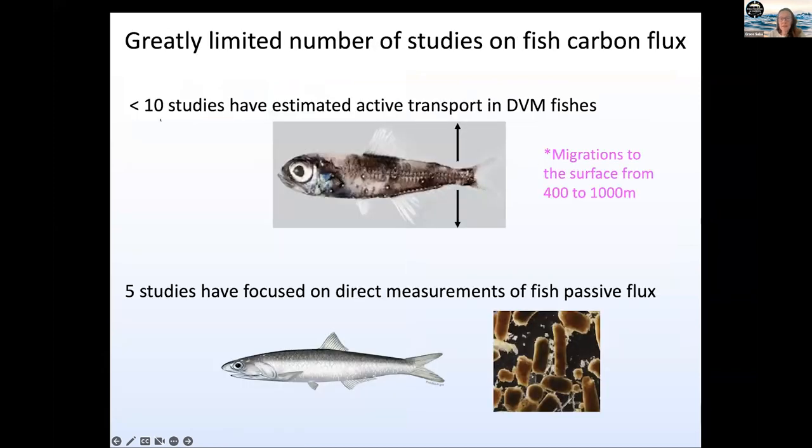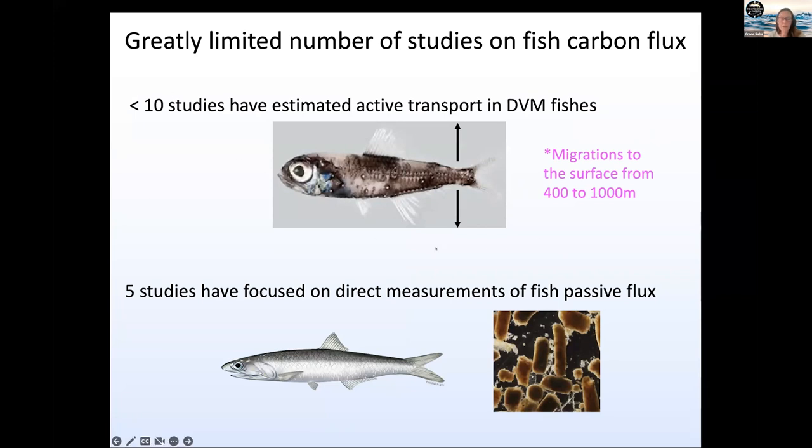About 10 studies have estimated the active transport in diurnal vertically migrating fishes, so these mesopelagic fishes that go up to the surface during the nighttime to feed and then go back down during the daytime. They're living mainly in the 400 to 1,000 meters, but yes, they're migrating every day, so they're feeding at the surface and transporting carbon through a lot of different processes, fecal pellet production, respiration, at depth.